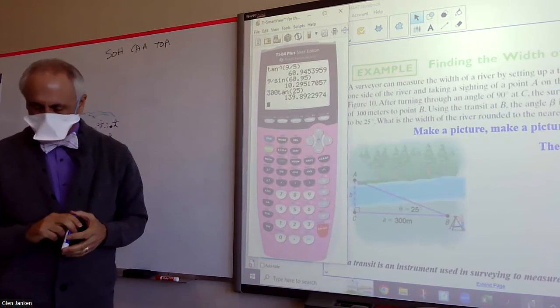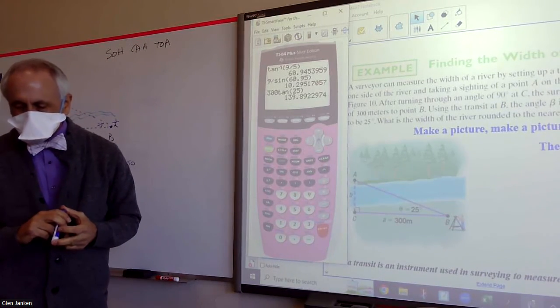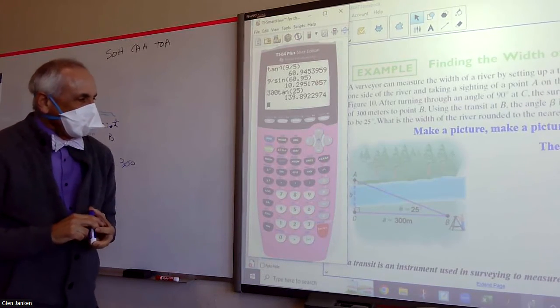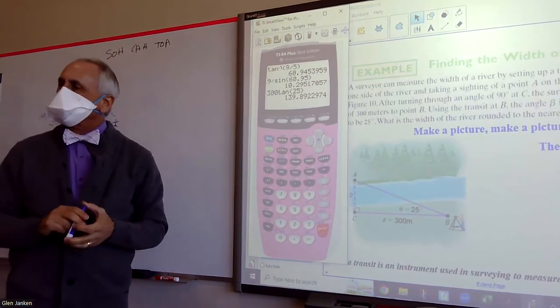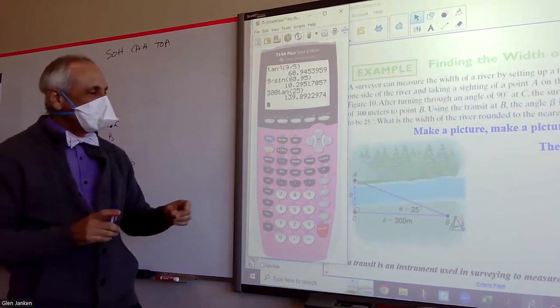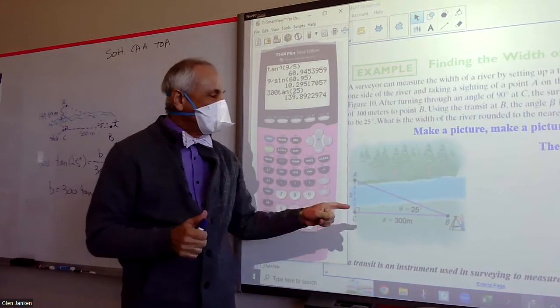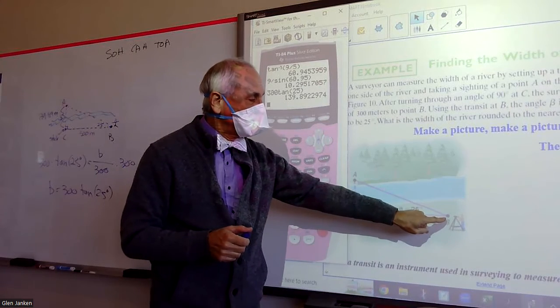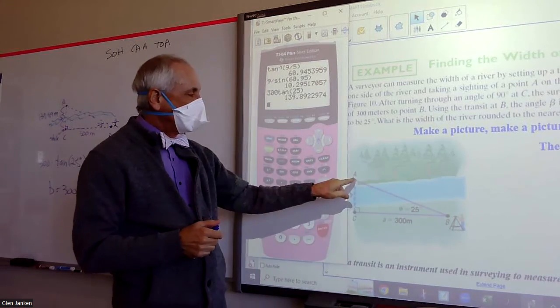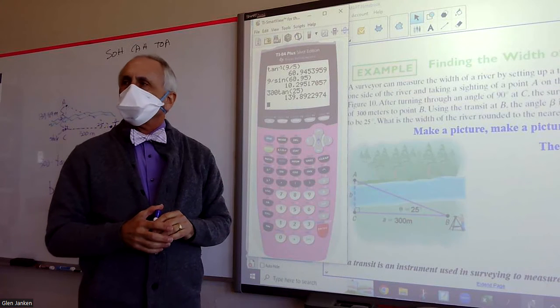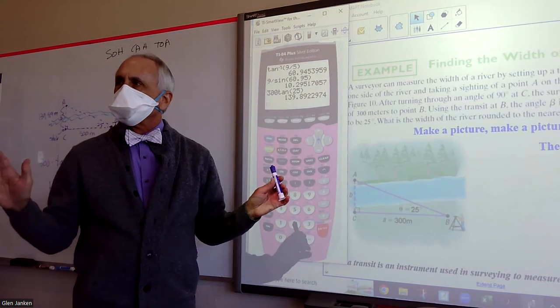Because we only needed to find B, we're not going to find the hypotenuse of the triangle, right? If they were asking us to find the hypotenuse, then we would. But they just wanted to know how far it is to cross the river. If they asked us to find the hypotenuse, they'd be asking us to find the distance from where I am to the bush over there. Okay, that's different. Pretty good? We stop.